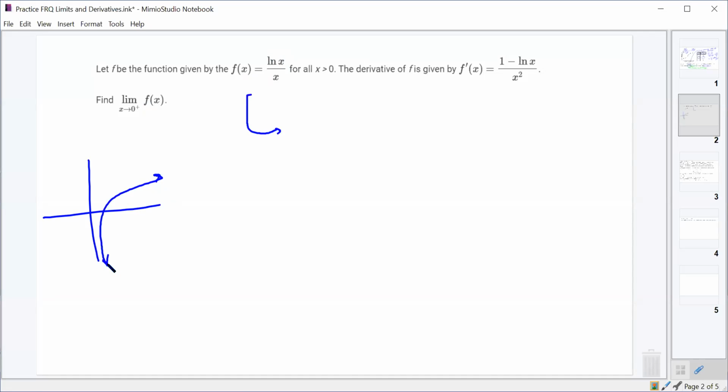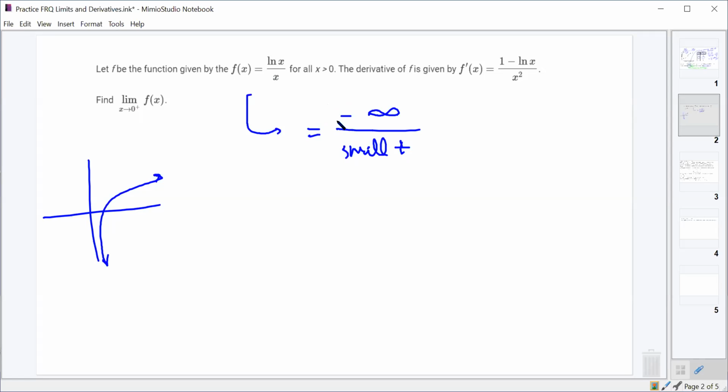Goes towards negative infinity, right? That's the graph of natural log of x. It goes towards negative infinity. And what are we dividing that by? We're dividing it by x, which is 0 from the right. So that's a very small positive number. You guys agree that's a very small positive number if we approach 0 from the right?